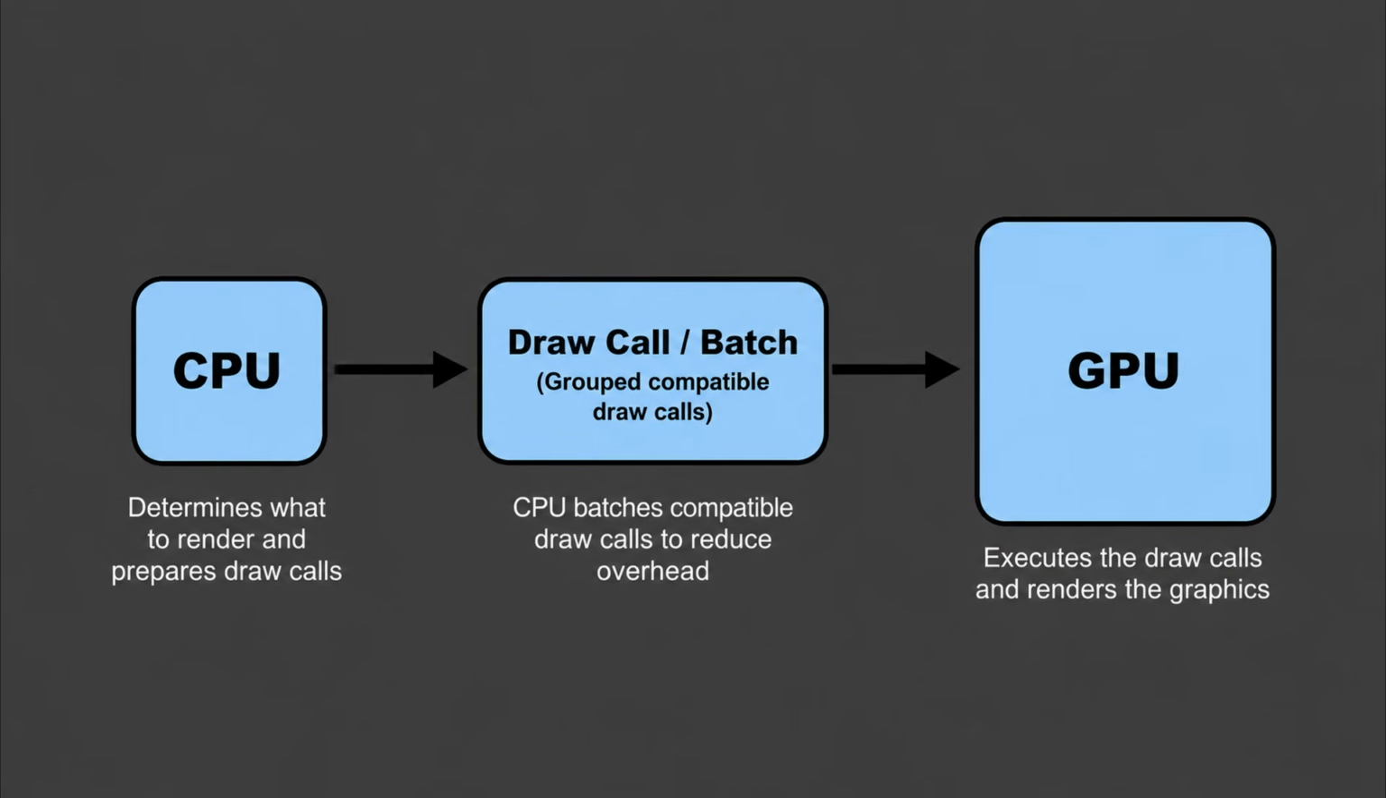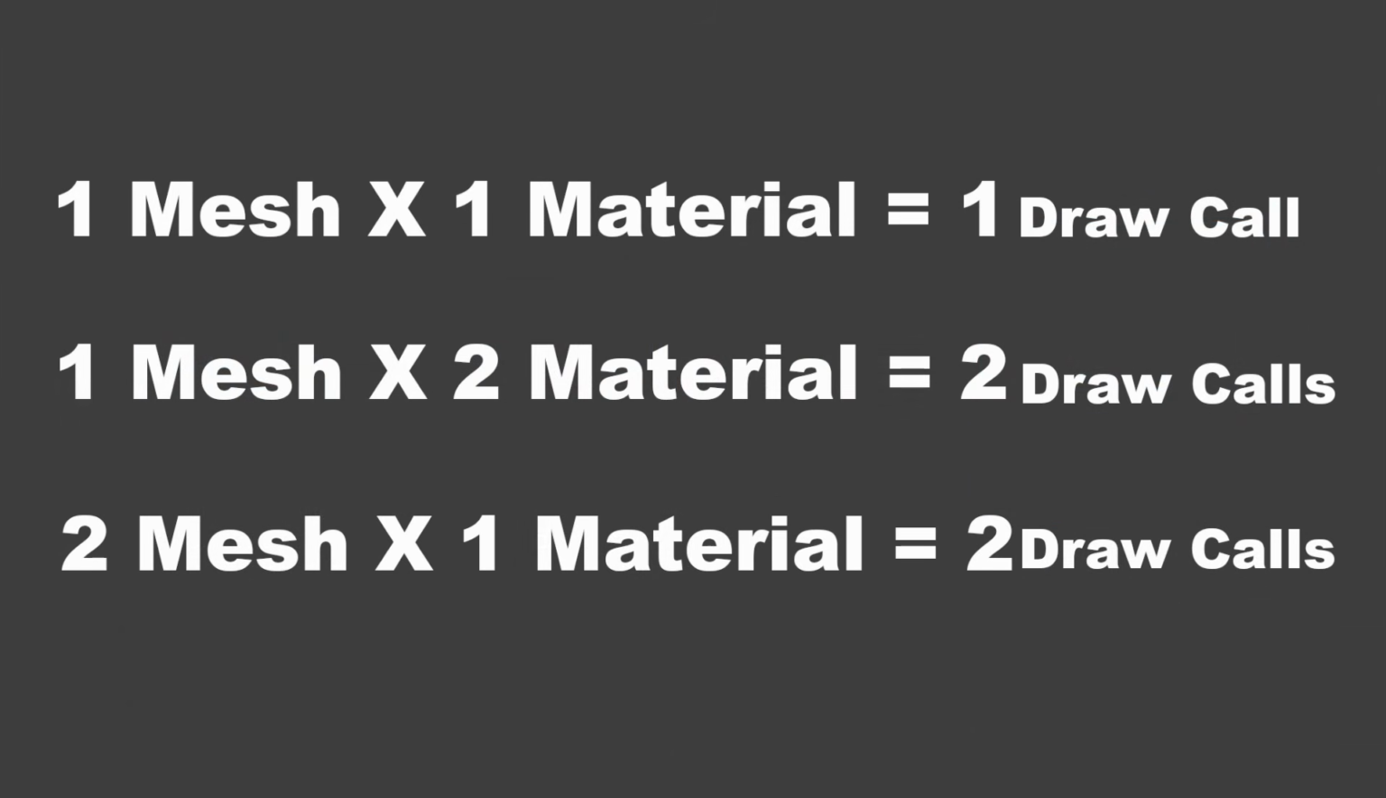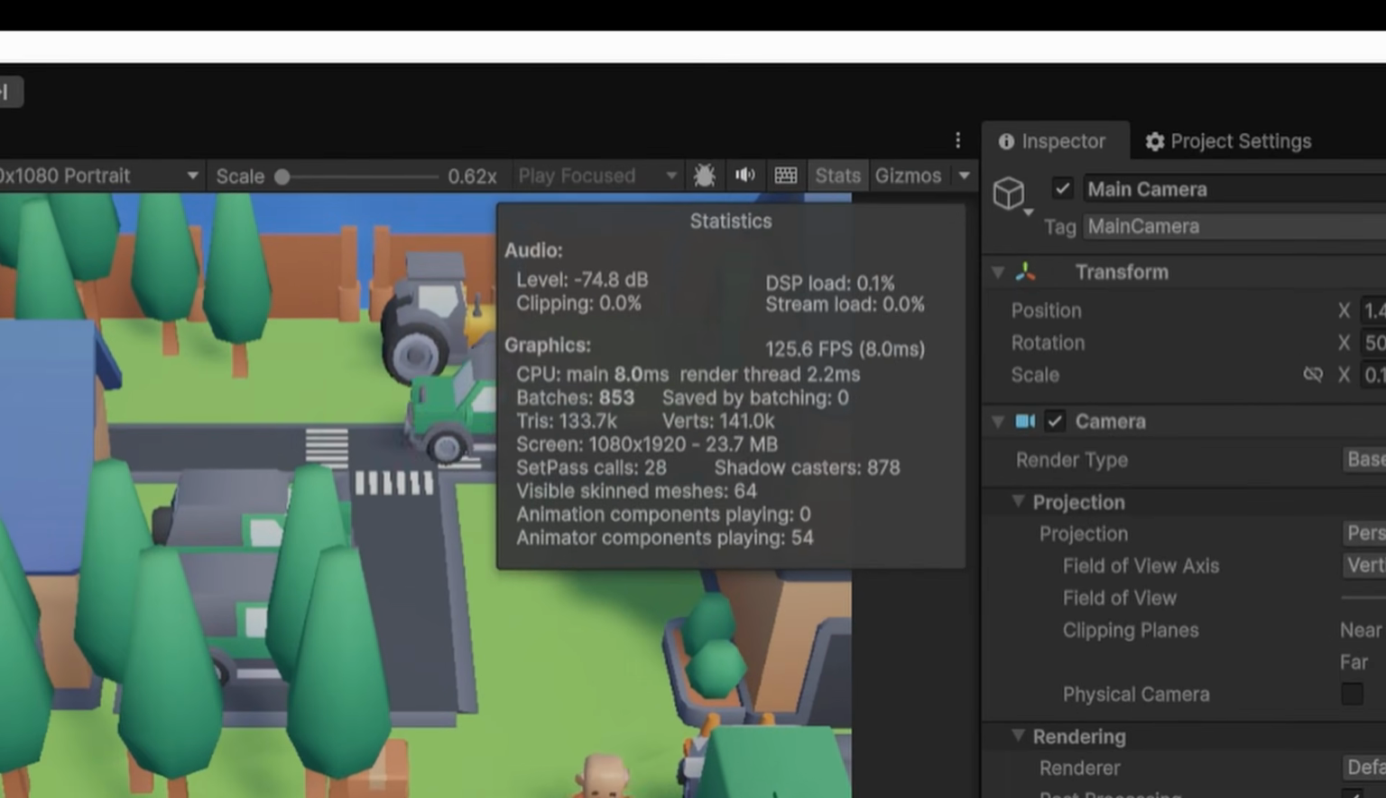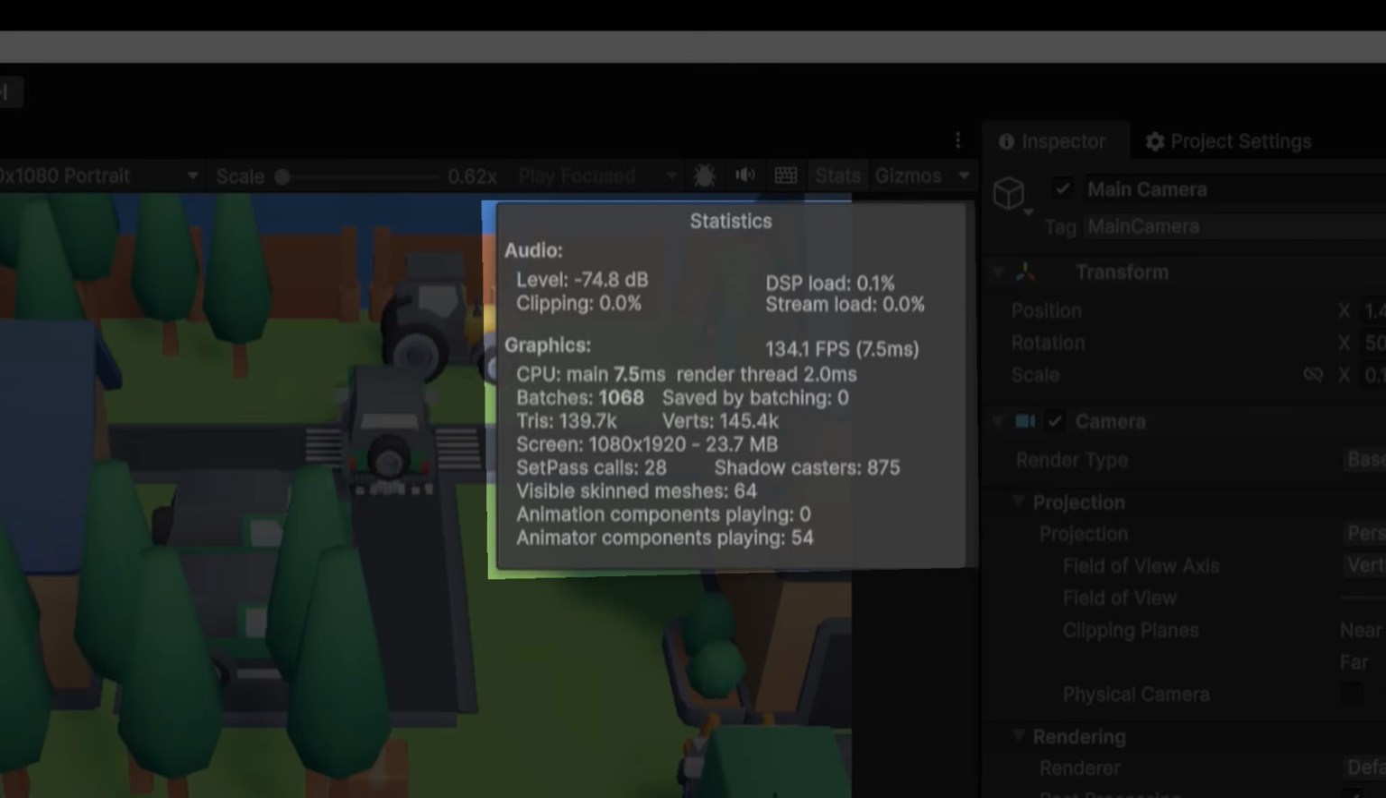bottleneck on mobile devices. In Unity, the number of draw calls for an object generally depends on the number of meshes it has and the number of unique materials those meshes have. So reducing the number of meshes and the number of materials is one of the most effective ways to lower batch count. As you can see from the game view stats, this scene currently has around 900 to 1000 batches and around 130k vertices. Let's start with the easiest optimization.